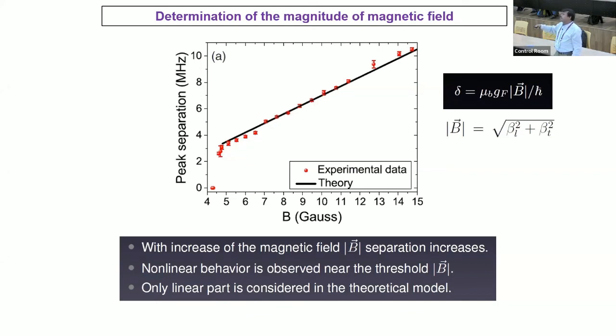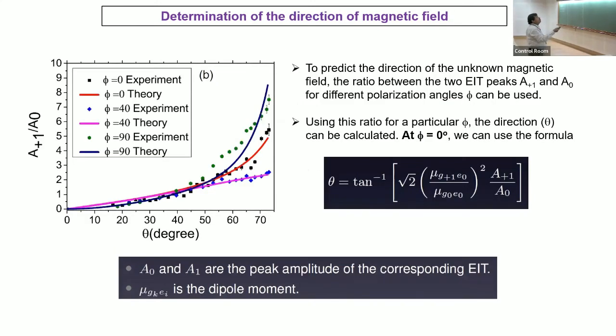There are issues because you have to see the EIT peaks. Therefore, I cannot really have zero longitudinal field and then see the resultant field that we are changing. So there is an issue because we have to see the EIT peaks. And then we also determine the direction of the magnetic field. It's very simple. You can derive this formula from this analytical expression at phi equal to 0, and then you can get the other peaks at phi equal to 90 and the other values.